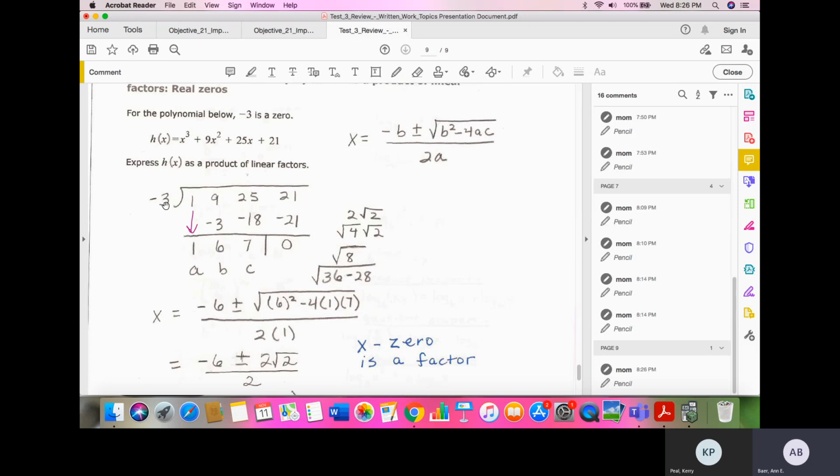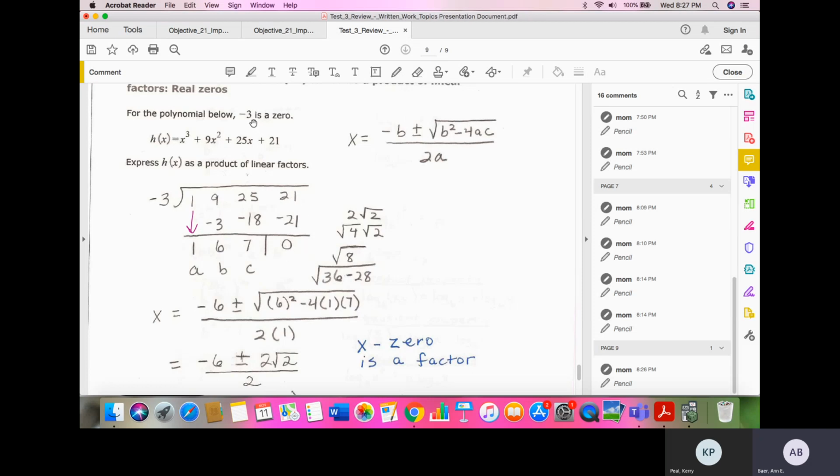And then we take this number and multiply it by this number down here. -3 times 1 is -3, and that number goes right there. We then add straight down. 9 plus -3 is 6. We then involve this number and take -3 times 6 to get -18. We add: 25 minus 18 is 7. We take this number -3, multiply it by the 7 to get -21. 21 minus 21 is 0.